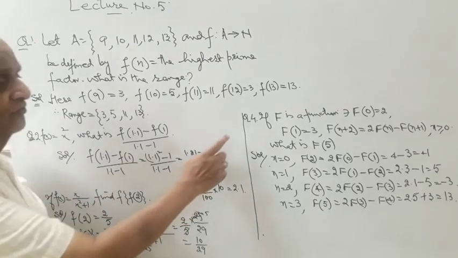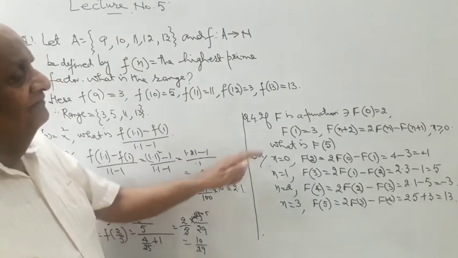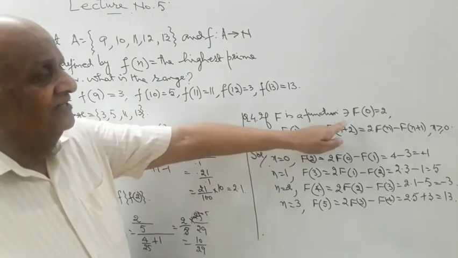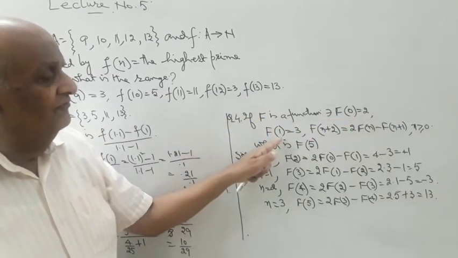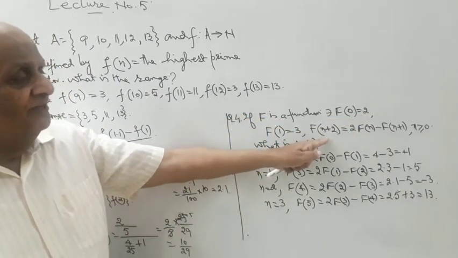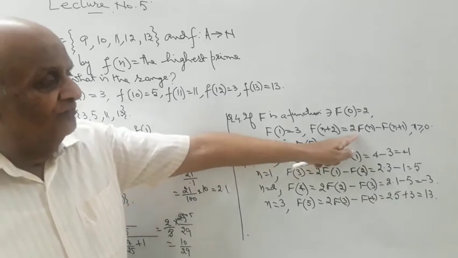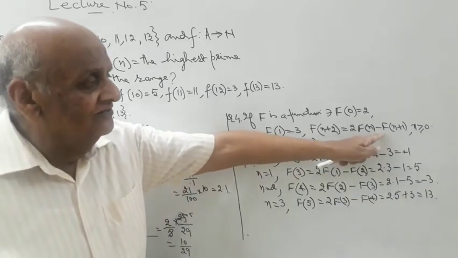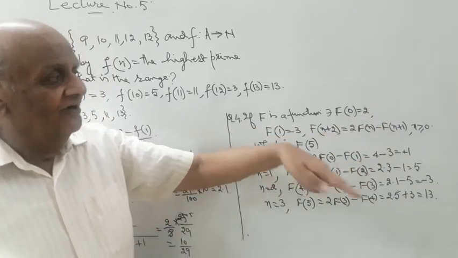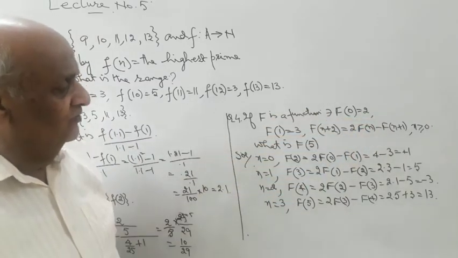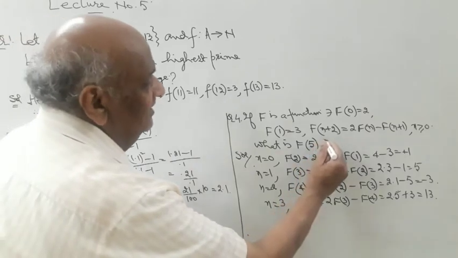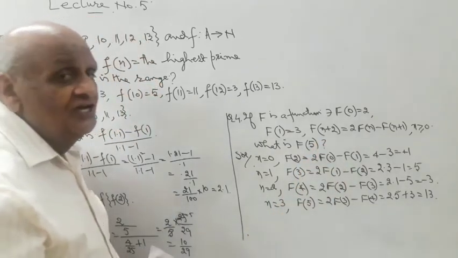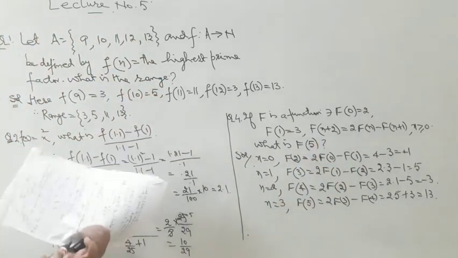Now question number 4. He says if f is a function such that f(0) is equal to 2, f(1) is 3, f(n plus 2) is 2f(n) minus f(n plus 1) for n greater than or equal to 0. He says what is f(5)? The question is now what is f(5)? This is a chain process. See, how it is done.